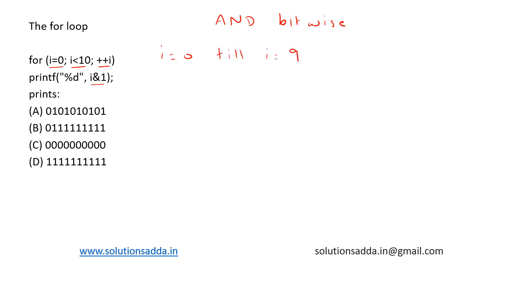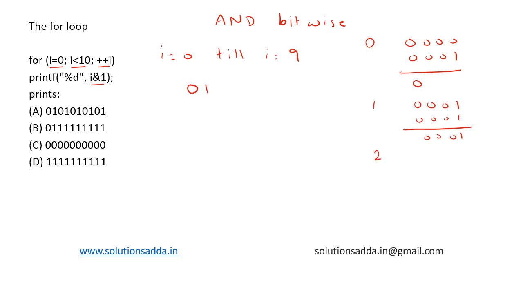Now, how many bits are required to represent 9? So we require 4 bits. And we are performing AND operation with 1. So for 0, we will be performing 0000 AND 0001. This would return the value 0. So initially it will print 0. Then for 1, we will be performing 0001 bitwise AND with 1. We will get 1 as the answer here. So this will print 1.